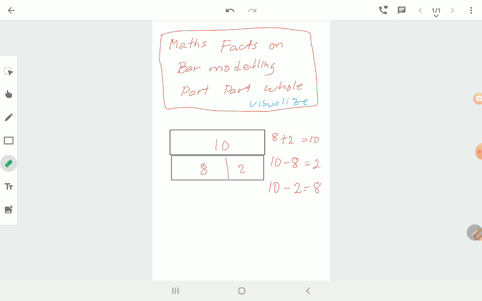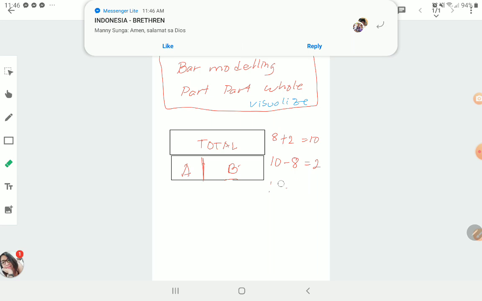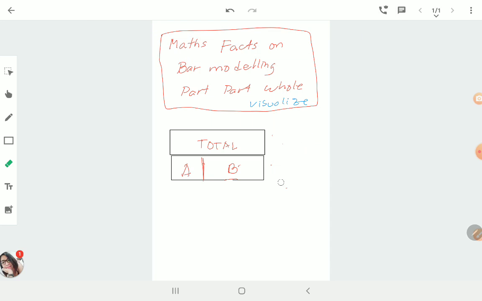In the same manner, for example, I'll change this, okay? Let's say I have another one, which is like this. So this is part A, that is part B, and that is the total. Okay, that is the whole, that is the total. All right? So what are the mathematical facts that you can actually draw from here?